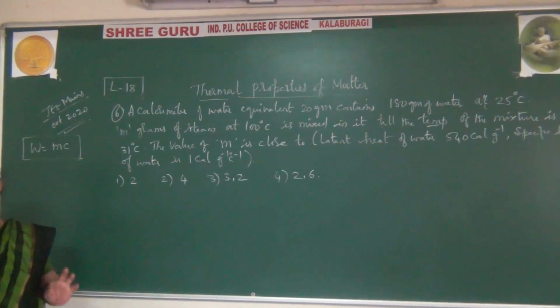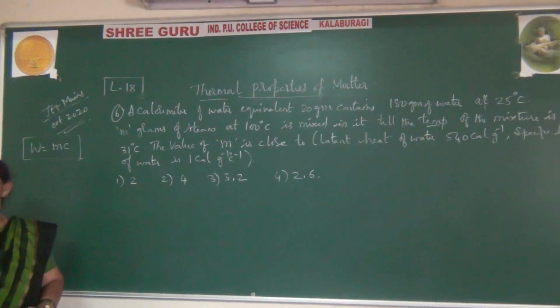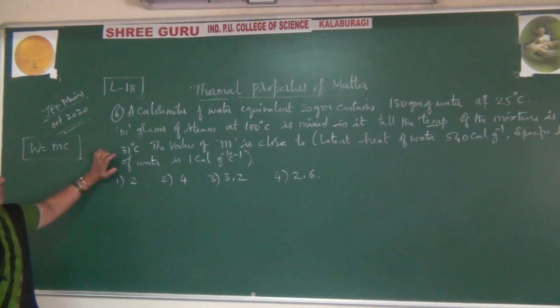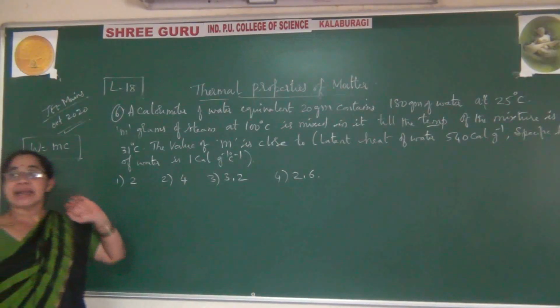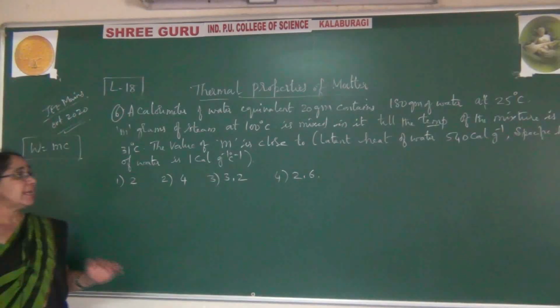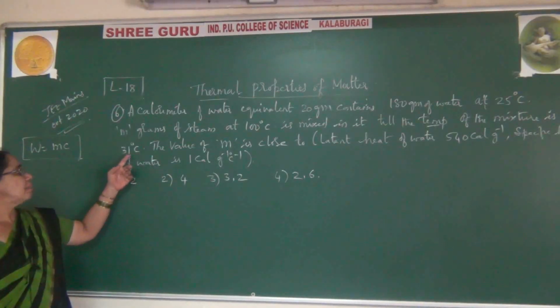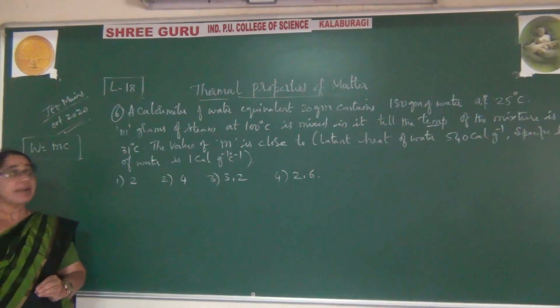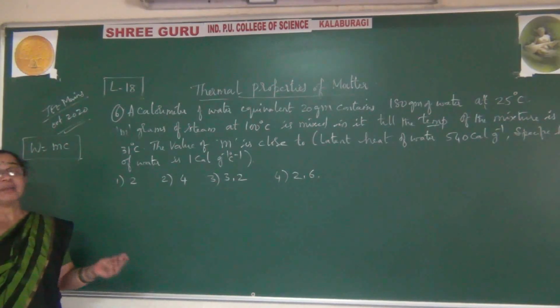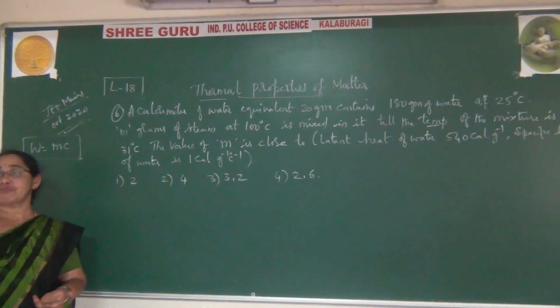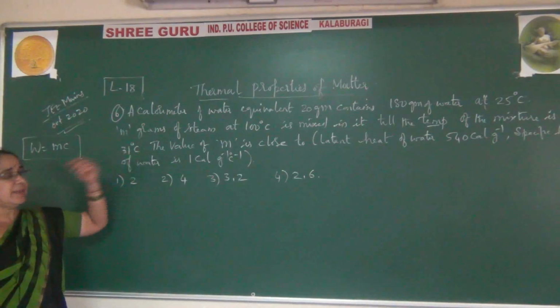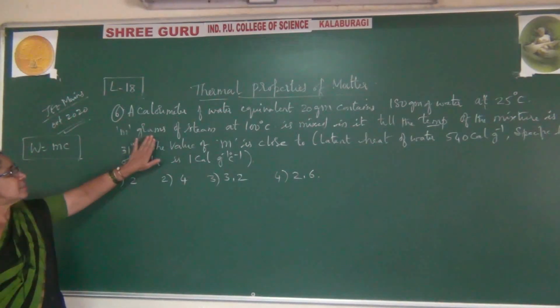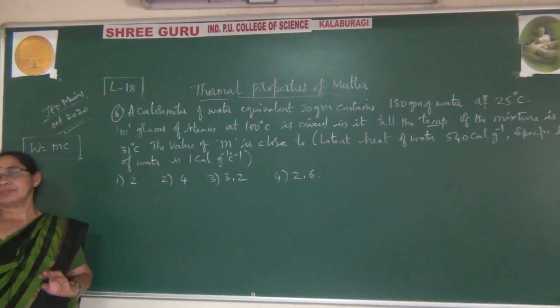So naturally the thermometer shows the rise in temperature. It will rise up to what temperature? Up to 31 degrees centigrade, and it becomes steady. That attains steady state, so that temperature they have given here. Using all this, you have to calculate what the value of m is, nothing but the mass of steam.